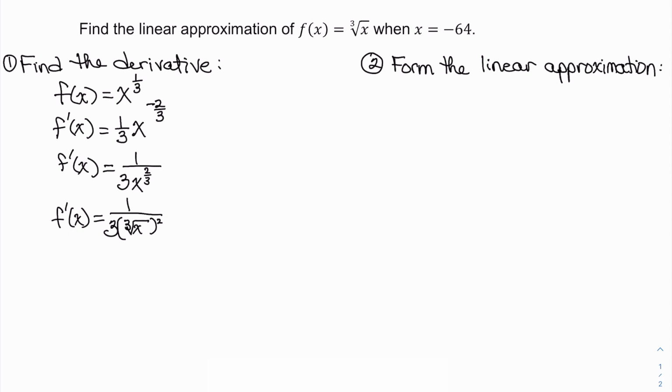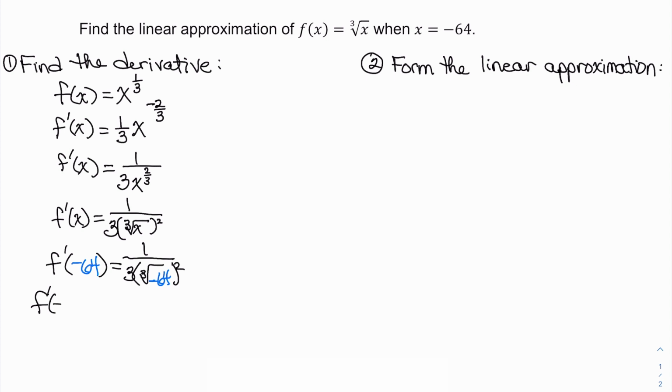But when we want to plug a number in for it, so that our values don't get too large for us to be able to work with easily, we want to find our root first and then take it to the power. So now let's look at our f prime evaluated at our x value of -64. So that's 1 over 3 times the cubed root of -64, and then close the parentheses and square that.